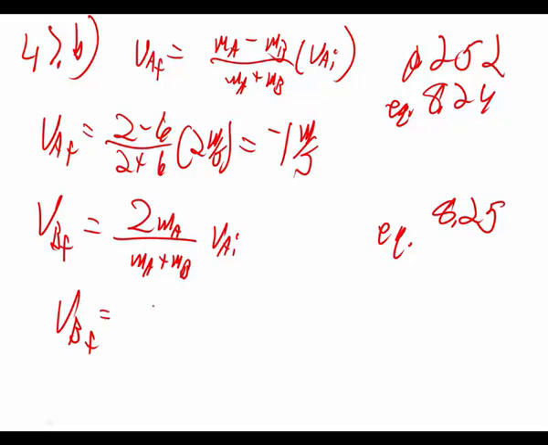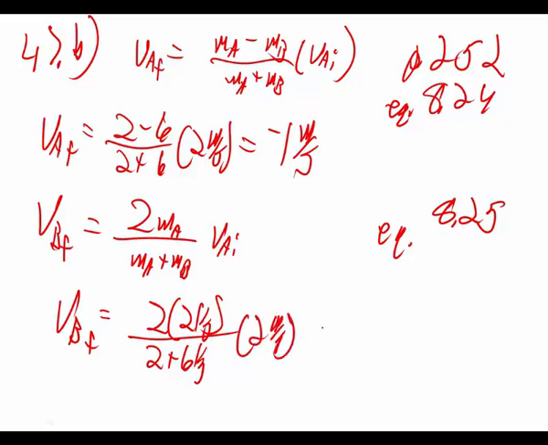Okay, so let's plug everything in. So we got 2 times 2 kg over 2 plus 6 times 2 meters per second. And we get an answer of 1 meter per second. Wow. So notice they both had the same velocity magnitude, but notice the directions were opposite.